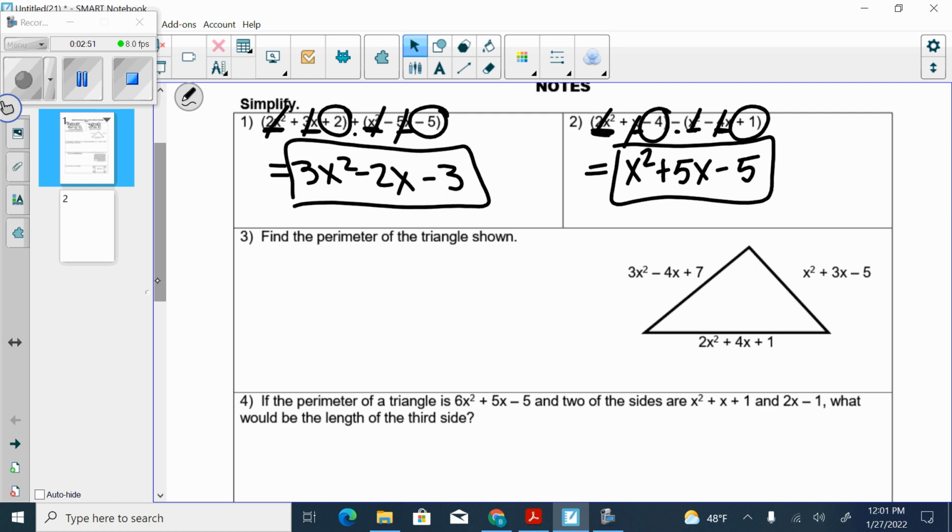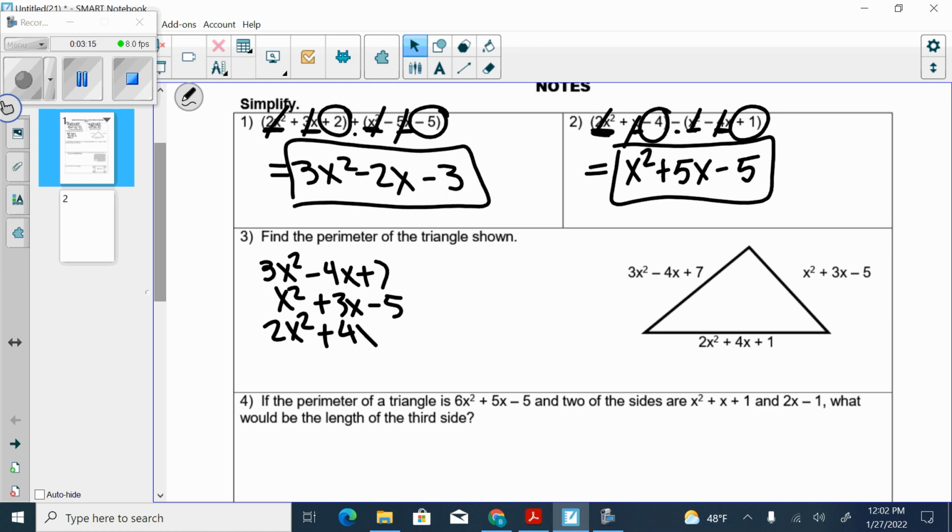Well, how do you find the perimeter of something? Just add up all the sides. So I'm adding 3x squared minus 4x plus 7, this side right here, plus x squared plus 3x minus 5 plus 2x squared plus 4x plus 1. Right? I'm adding all those up. And again, we can only add like terms, right? So I can add all 3 of these that have x squareds in them together. So I've got a 3x squared, an x squared, and a 2x squared. How many is that all together? 6. Very good. So I got 6x squared.